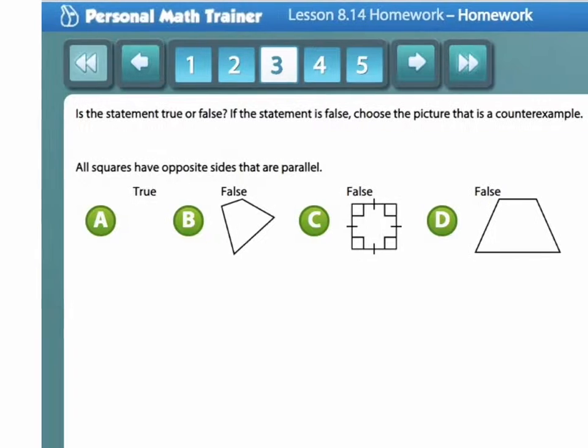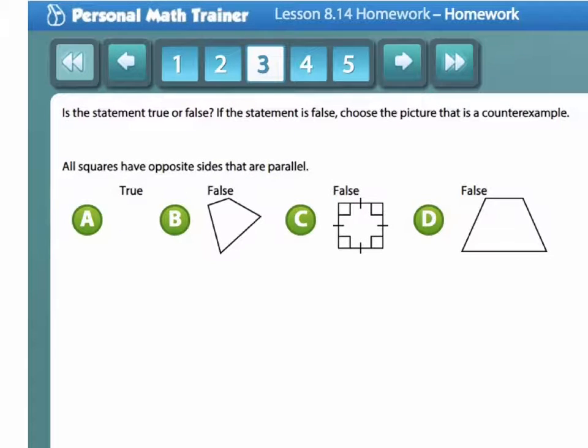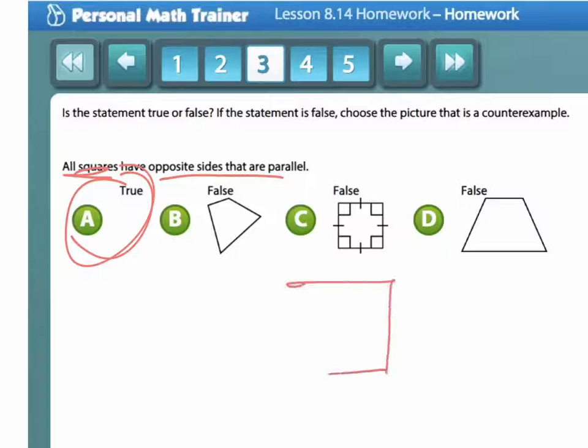All squares have opposite sides that are parallel. Well, that is a true statement because if you look at any square, I will try to draw a square here, opposite sides are always parallel. You can't have a square without opposite sides being parallel because the angles all have to meet at a 90-degree angle. So there's no way to construct a quadrilateral that is a square with 4 right angles where opposite sides are not parallel. So the statement is true.